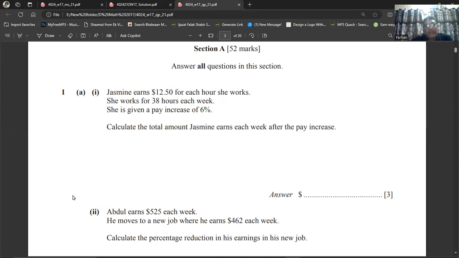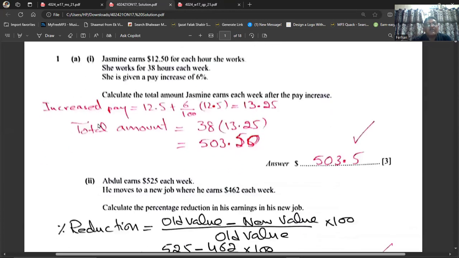Okay, so her pay was previously $12.50 and now she is getting a 6% increase. So per hour, this is dollars per hour. We will find the new pay. That will be 12.5 plus 6% of 12.5, and that will be 13.25. Now she works 38 hours in a week, so multiply 38 with 13.25 dollars per hour. You will get $503.50.